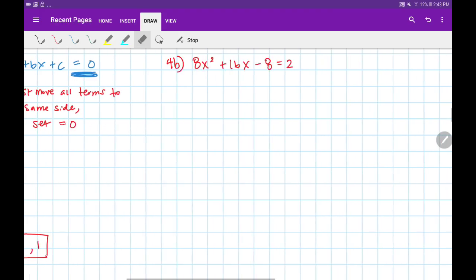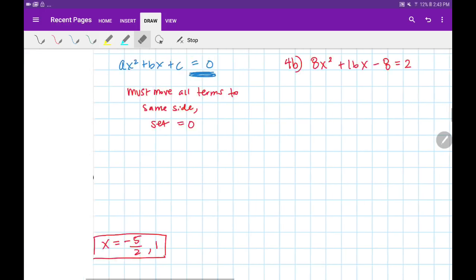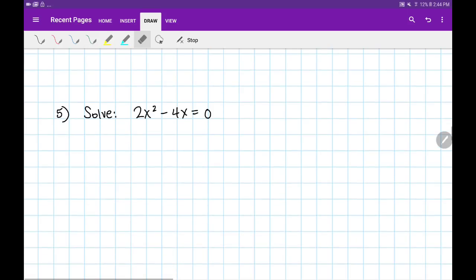Let's give you another problem to practice on your own, okay? 4b, write it down if you want to test yourself. I'll show you the answer at the end. So this is a solve for x. You should get two answers. Let's go on to number 5.